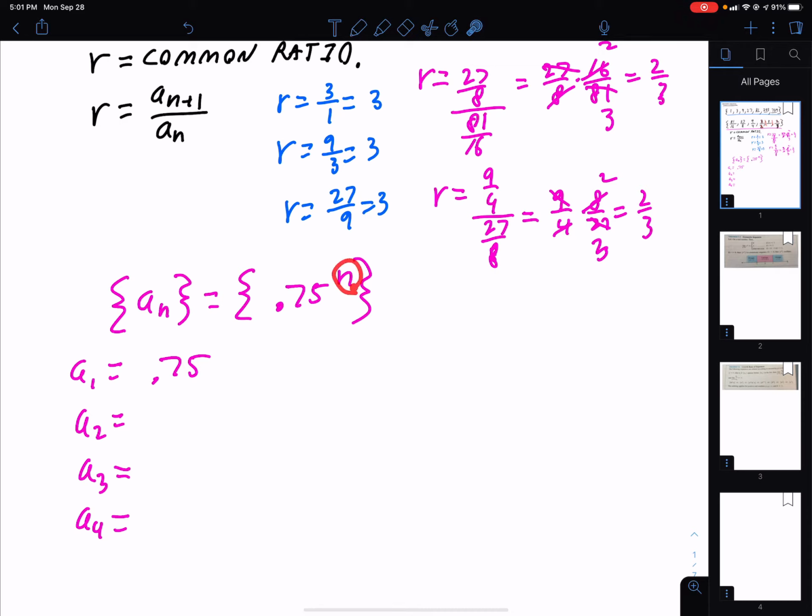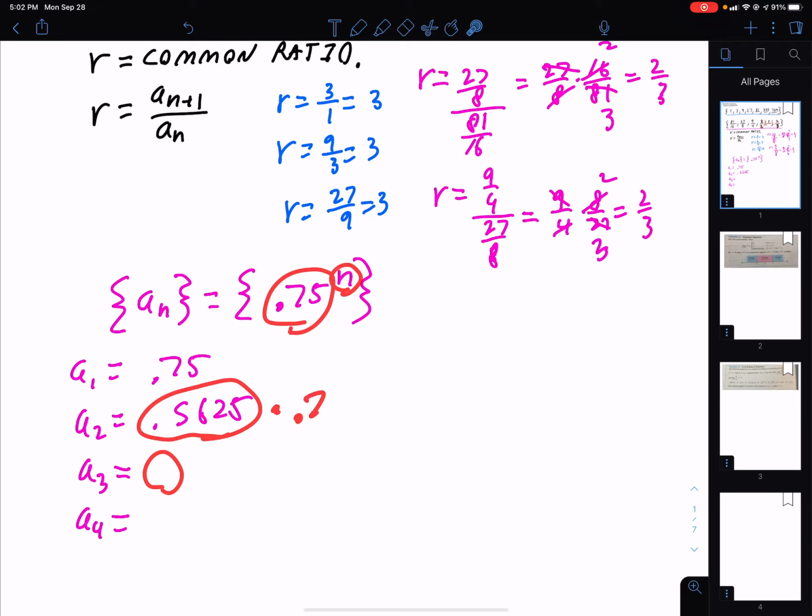Now, if you plug a 2 in here, it's going to be 0.75 times 0.75. So I'm going to do that in my calculator. And I get 0.5625. Now, how do I get my next term? Well, I plug a 3 here. So that's going to be 3 of these multiplied. But this is already 2 of them, so I multiply that by 0.75.